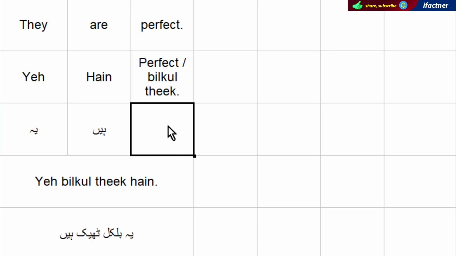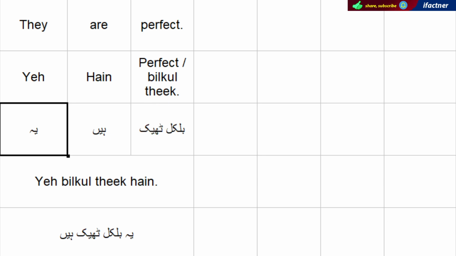So let's write बिल्कुल ठीक in Urdu, and we write बिल्कुल as बे, alif, or we write lam, बे, lam, काफ, lam, बिल्कुल. And ठीक is टे, दो चश्मी है, ये काफ. ये बिल्कुल ठीक हैं. They are perfect. ये बिल्कुल ठीक हैं.